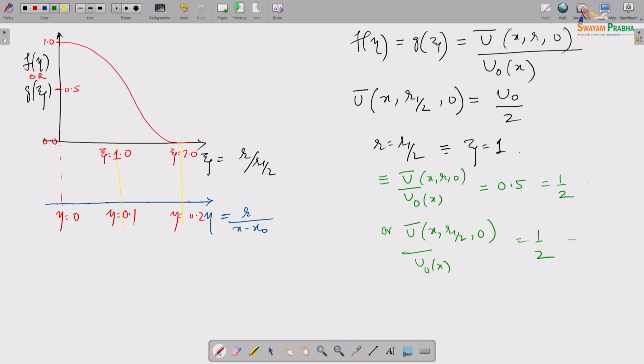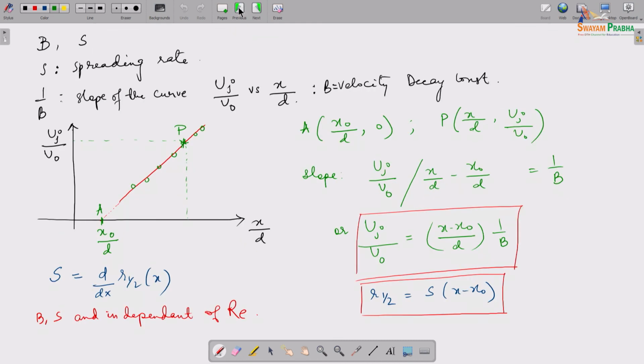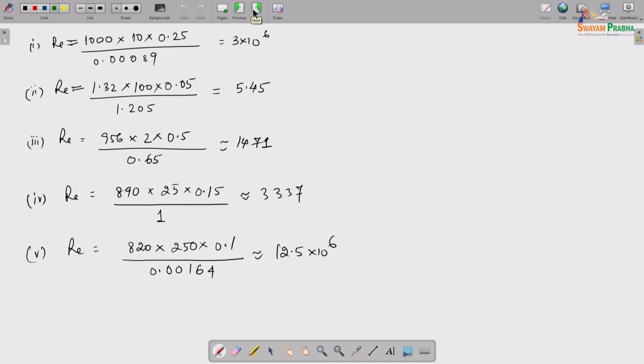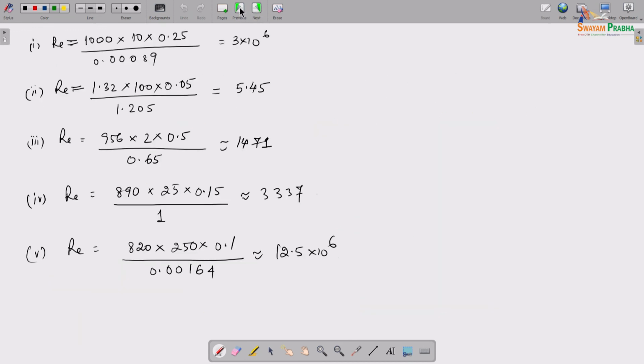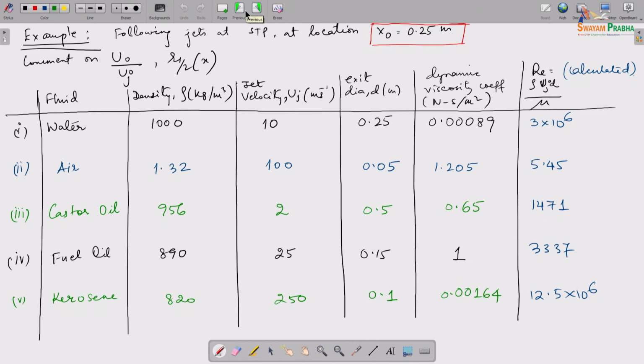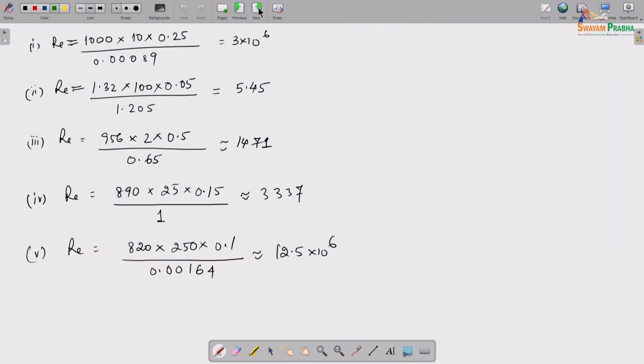So, if I do that, by definition, u mean by u naught is equal to half. Then what is the kind of information that I can get from here at all? I have the Reynolds number that I can plot. What else can I do?